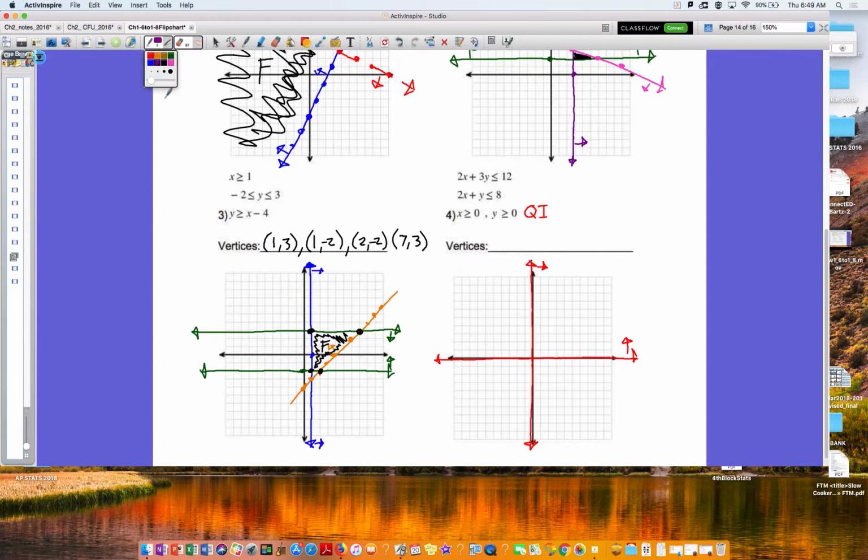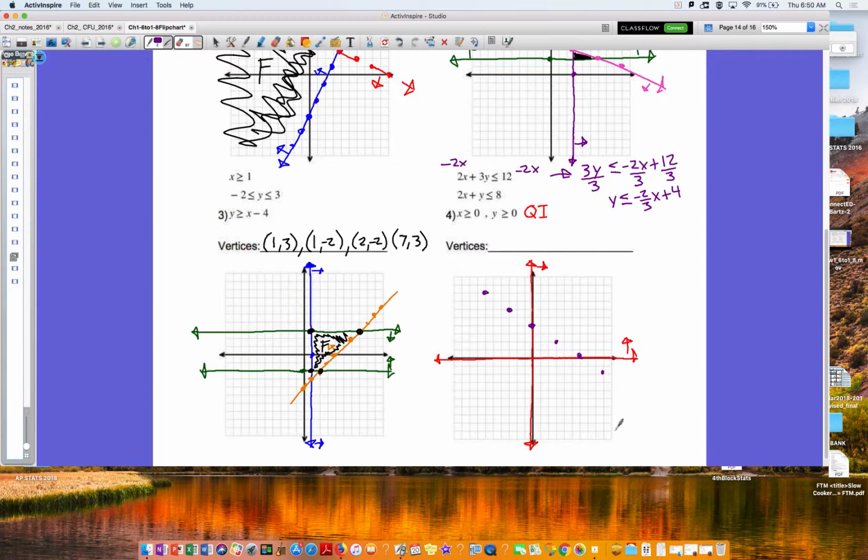So then all I need to do is graph these other two lines. So for this first one, I have to subtract 2x from both sides. So I have 3y is less than or equal to -2x plus 12. Divide by 3 for all of those. So y is less than or equal to -2/3 x plus 4. So start at 4, 1, 2, 3, 4. My slope is -2/3. So down 2 to the right 3, down 2 to the right 3, or up 2 to the left 3.